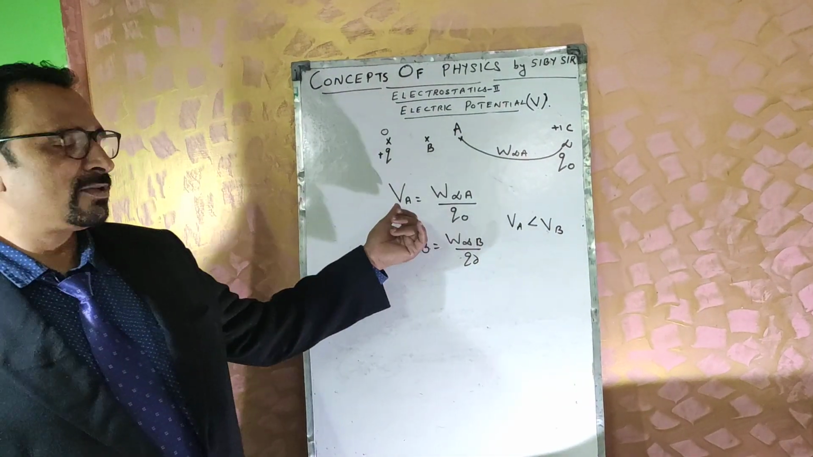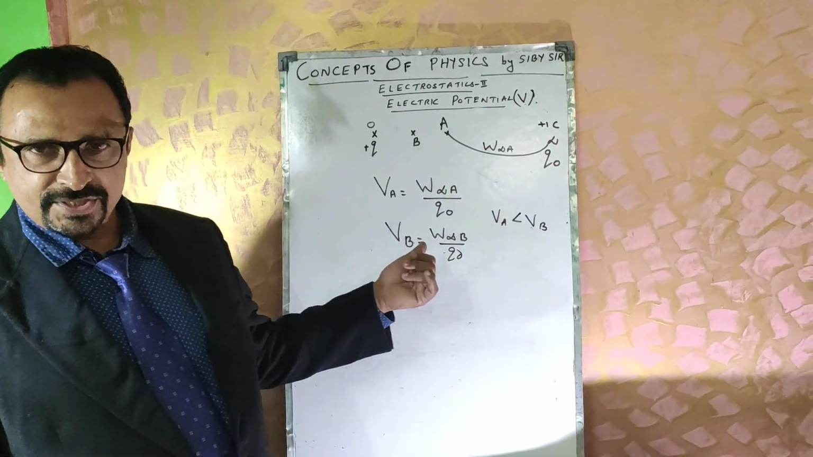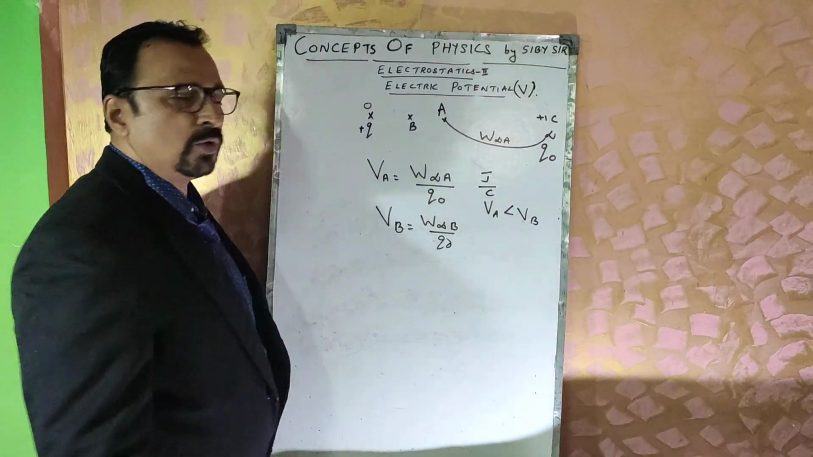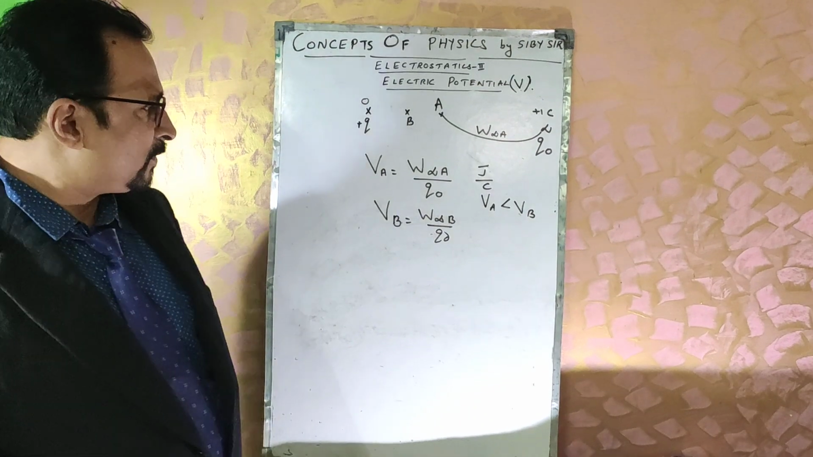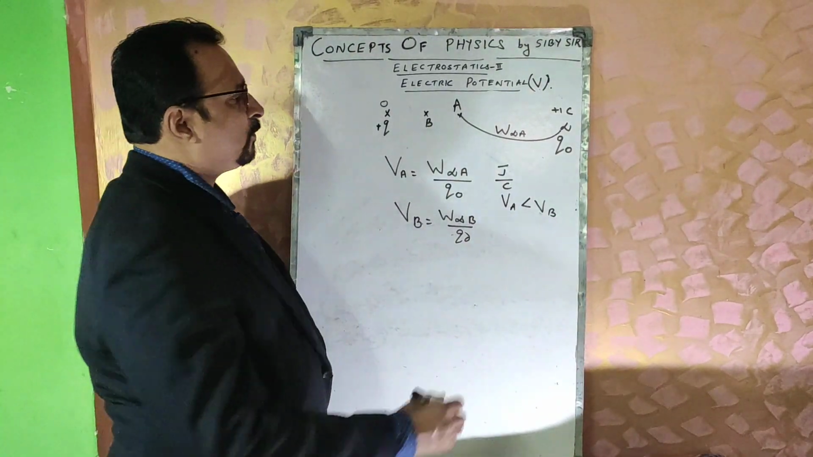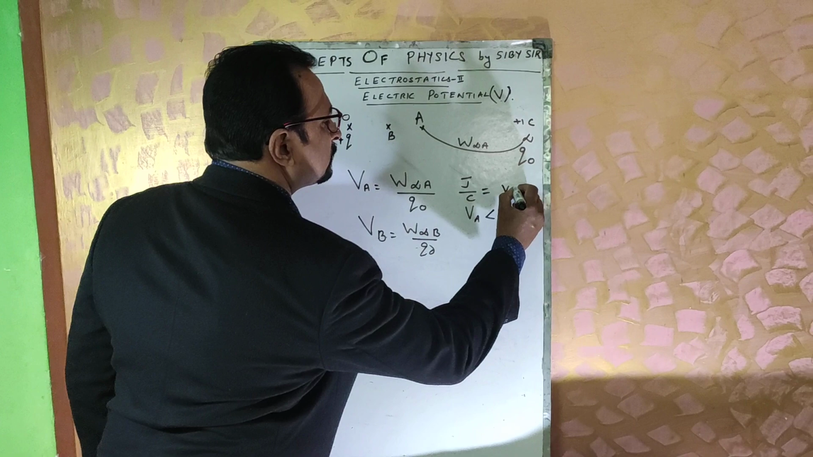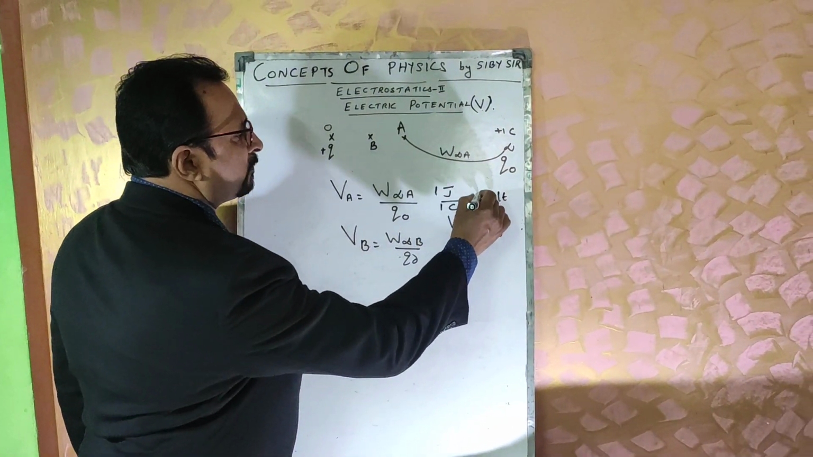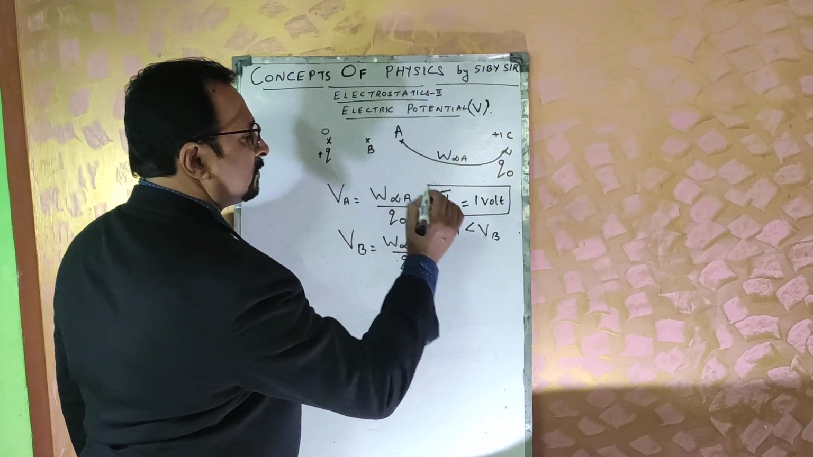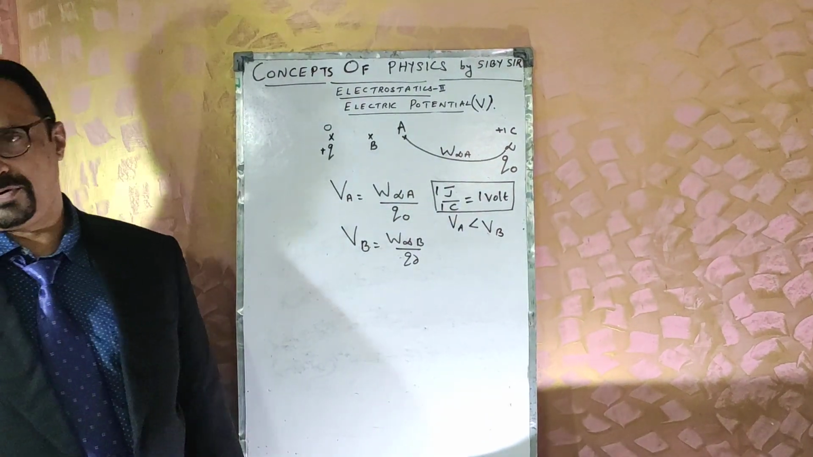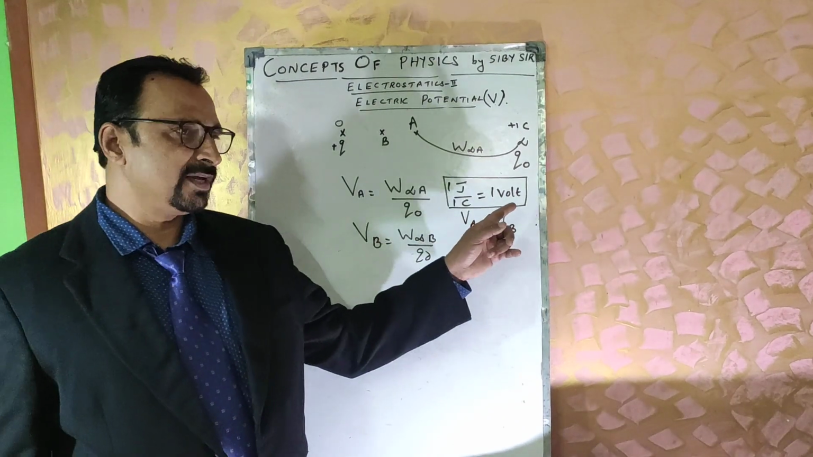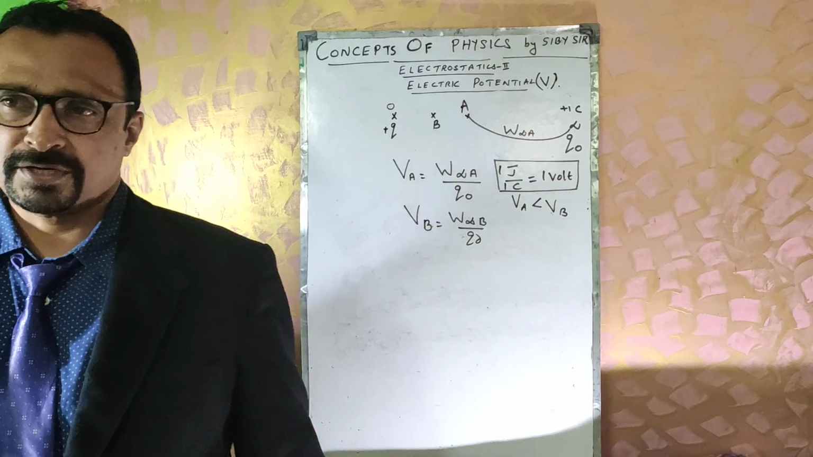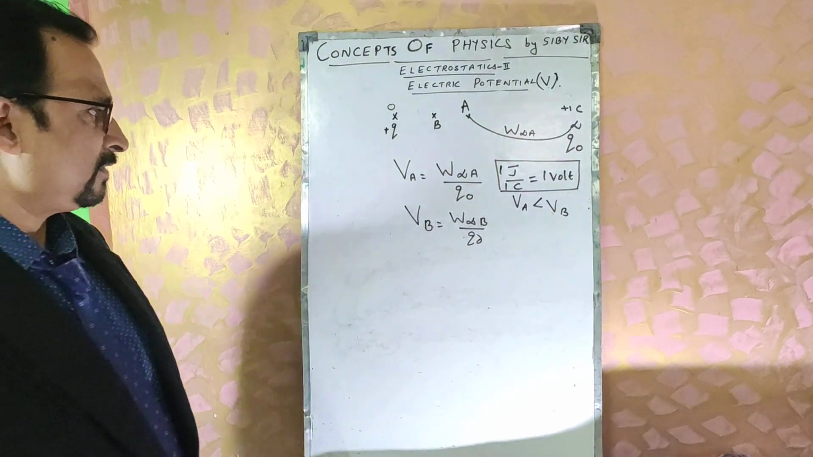Now what is the SI unit of this potential? It is very clear from this definition. Work done is joule, and charge is coulomb. So joule per coulomb is the SI unit of electric potential, and joule per coulomb is called volt. 1 joule by 1 coulomb is called 1 volt. So how will you define 1 volt? If the work done to displace 1 coulomb charge from infinity to a point is 1 joule, then the potential at that point is 1 volt.